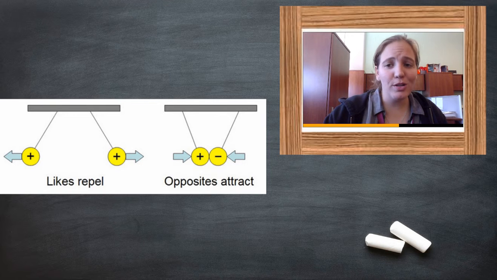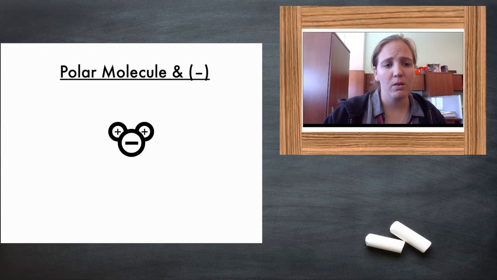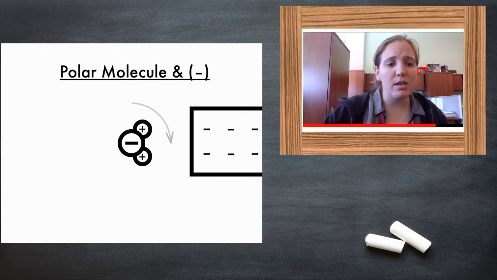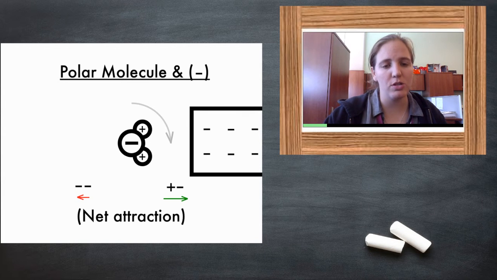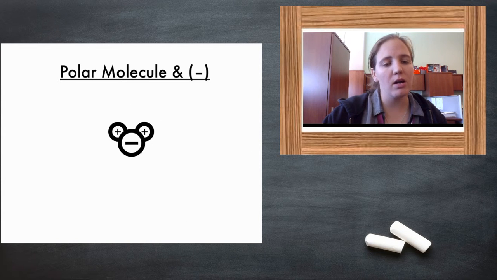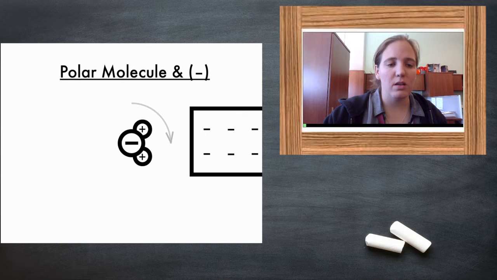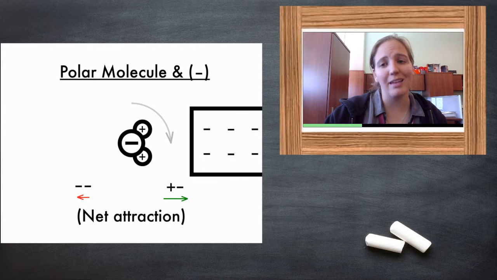You've learned since you were little that opposites attract and like charges repel. So what does this mean for our water molecule? Because it's polar, it has more charge in one place than the other. The positive hydrogen are going to line up towards a negative charge, and there's going to be a slight attraction.